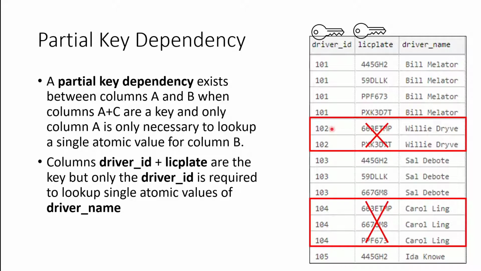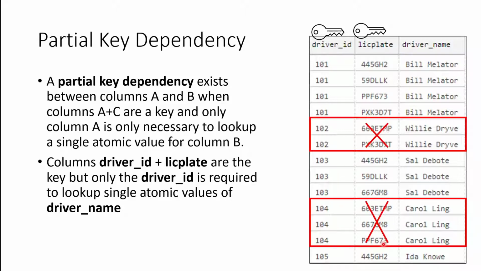For example, driver 102 is always Willie Drive. It doesn't matter what the license plate is. Driver 104 is always Carol Ing. It doesn't matter what the license plate is. This is called a partial dependency because driver name only requires the driver ID to be looked up. It doesn't require that license plate.